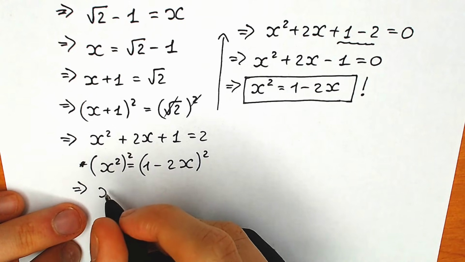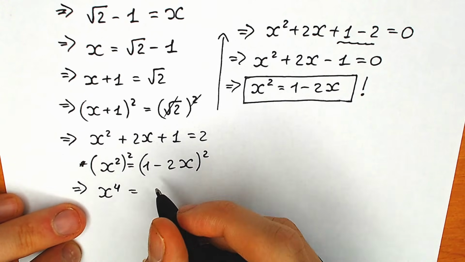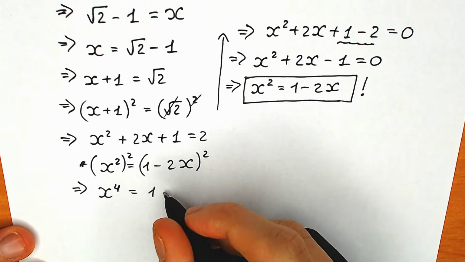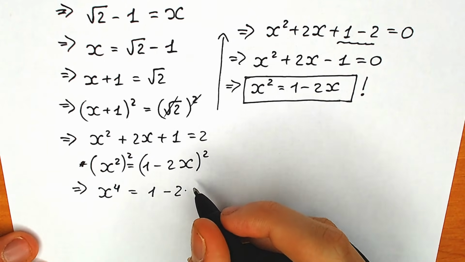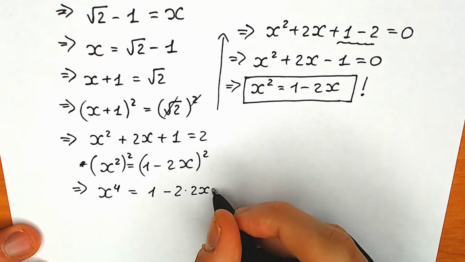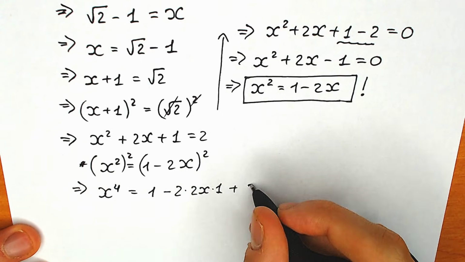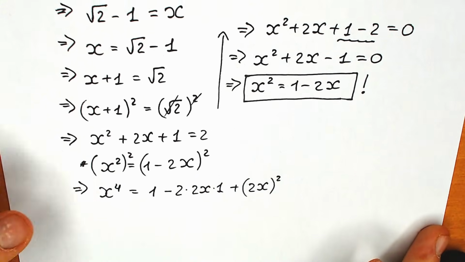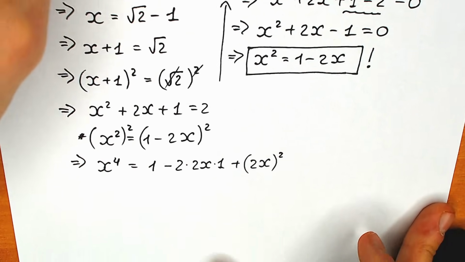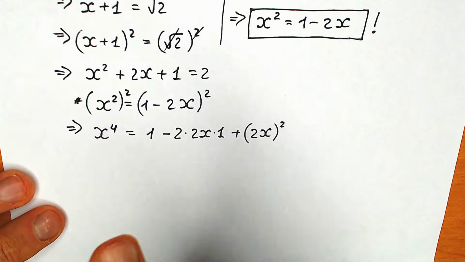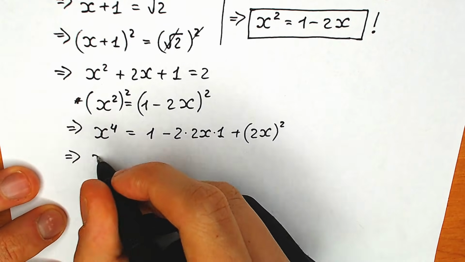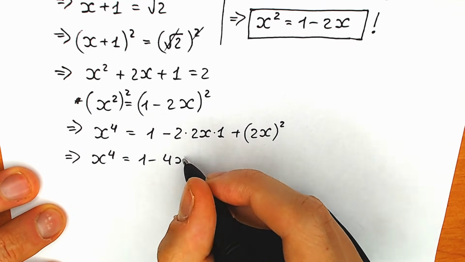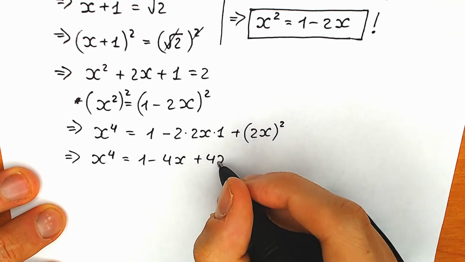x to the power 4 on the left side. On the right side we have a basic school identity. So we have 1 minus 2 times 2x times 1 and plus (2x) we're going to raise to the power 2. So let's simplify this according to a school identity. So I really hope you understand this step. So we have x to the power 4 equal to 1 minus 4x plus 4x squared.